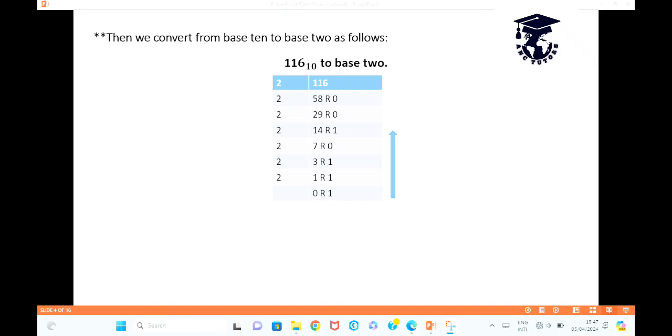And as usual, we write our answers by writing out the remainders from the bottom to the top. We follow the direction of the arrow to give us 1 1 1 0 1 0 0 base 2, which is our final answer. So as you can see, we've successfully converted 312 base 6 to base 2, which is 1110100 base 2.